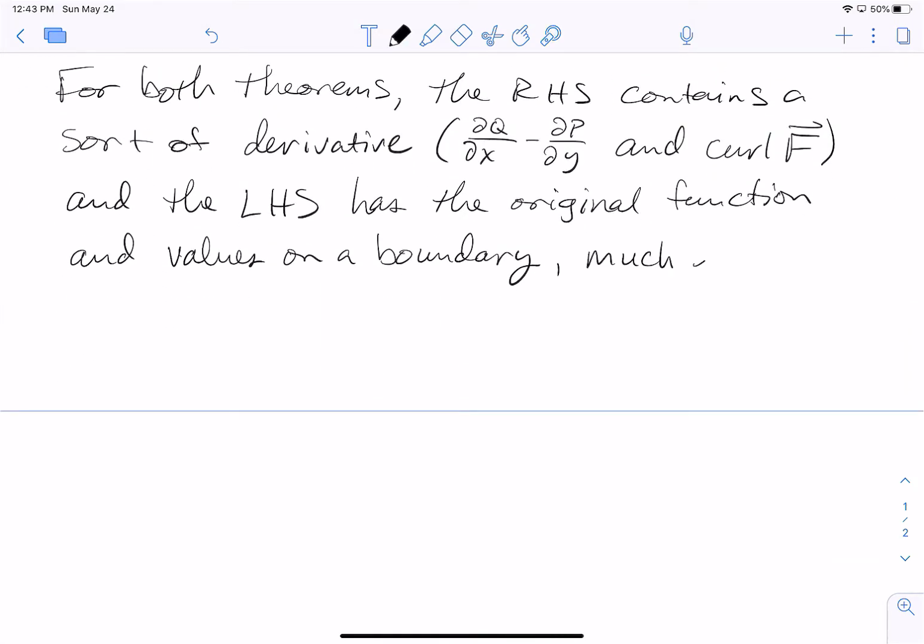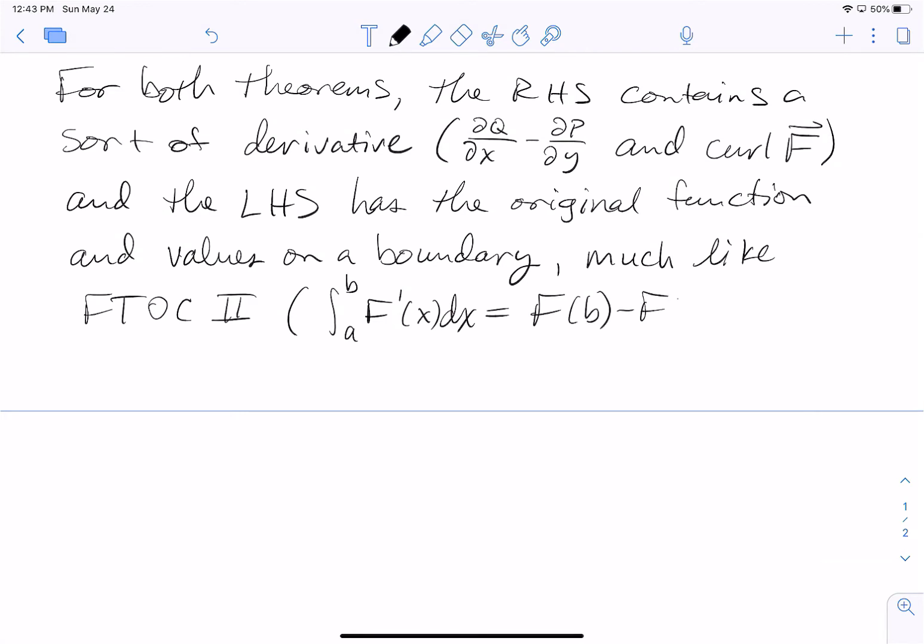This is actually much like the fundamental theorem of calculus part 2. Because remember, it says that the integral from a to b of f prime of x dx is equal to f of b minus f of a. And so the fundamental theorem of calculus part 2 gives us, on the left-hand side here, a derivative, and then on the right-hand side, values only on the boundary. In this case, it's the boundary of an interval, so particular points, f of b and f of a.